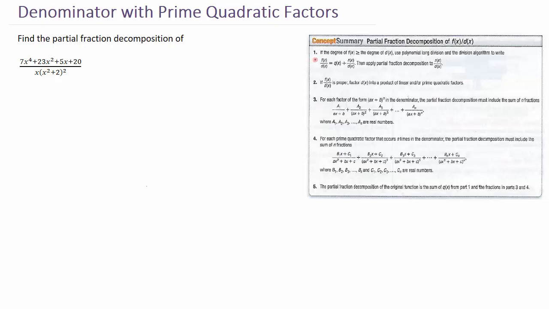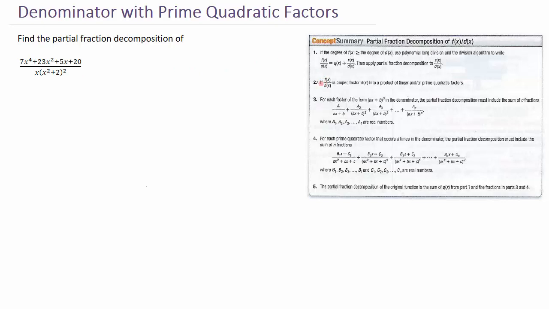First off, is this proper or improper? Well, it's hard to tell in this denominator because we have a degree 4 up top, and what do we have on the bottom? Well, if we square the denominator, this would become an x to the 4th times x, or x to the 5th. So yes, the degree of the numerator is less, so it is proper.